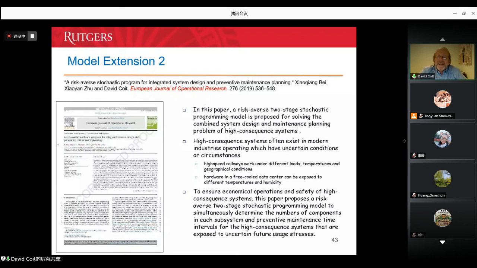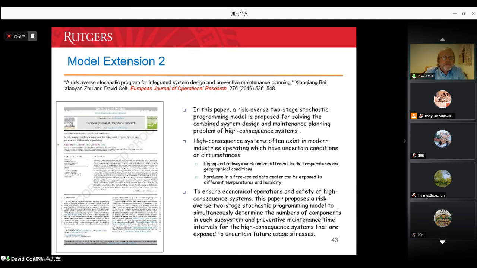So our second extension is to solve this risk averse. Let's make decisions to minimize cost, but we're concerned not with the expected value like the other papers, but with how bad it could be. And we use the concept of conditional value at risk, or CVaR. That's a common term used in the finance industry, CVaR, in the objective function.